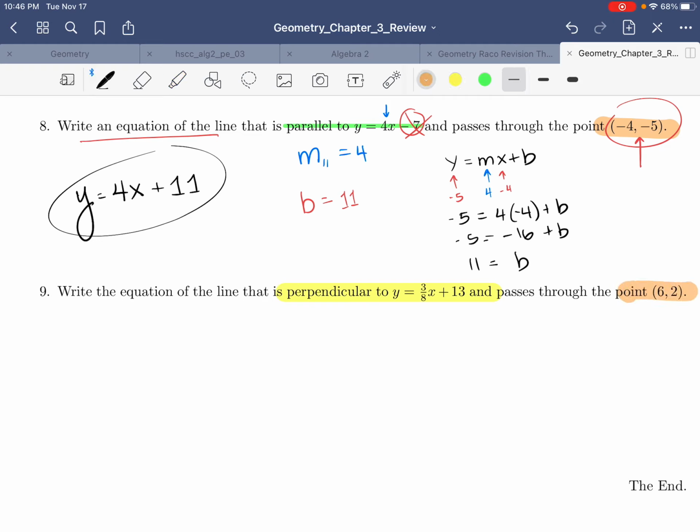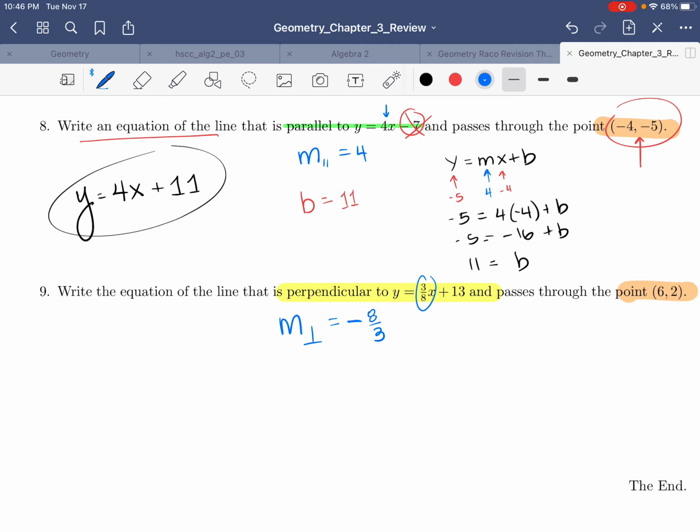So the first question is, what does it mean to be perpendicular? Well, to be perpendicular means our slopes will be opposite. This is positive 3/8. So opposite would be negative, and the reciprocal. So we're going to flip the 3 and the 8 to be 8/3. So this is the slope that we're going to be using to get a perpendicular line.